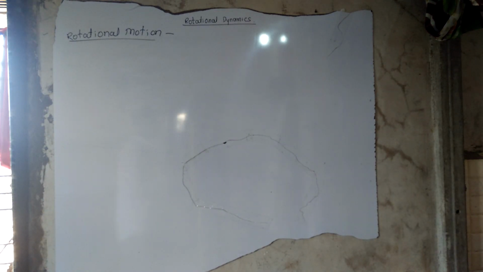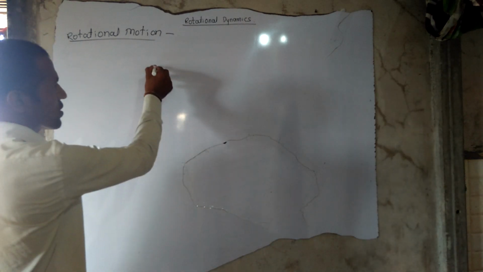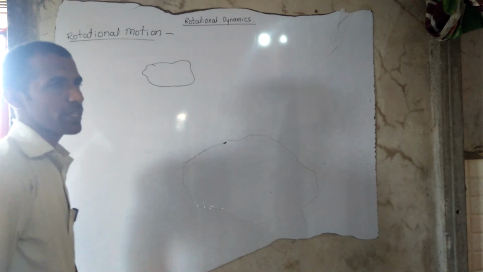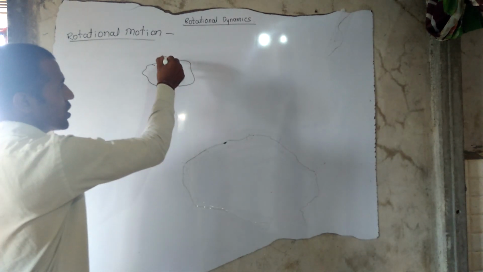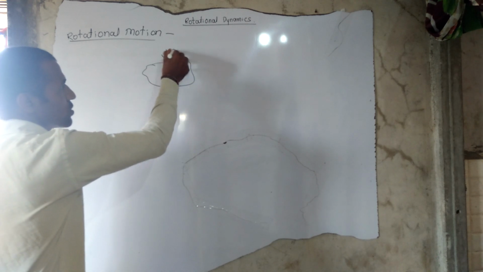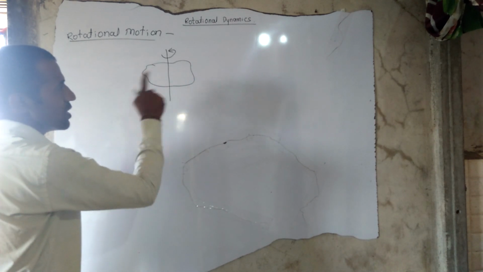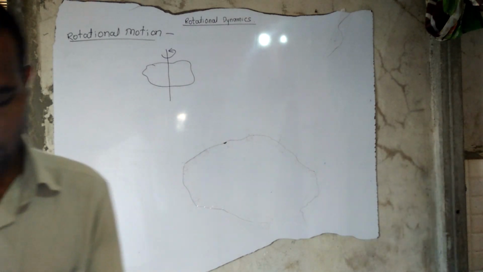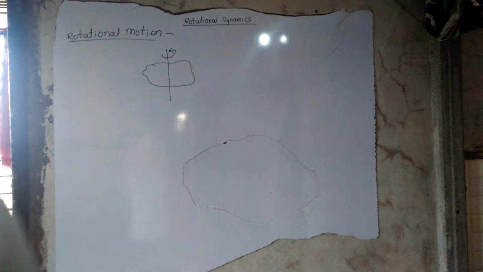So what is rotational motion? Motion of an object about an axis is called rotational motion. Suppose this is any body, any irregularly shaped body. This body is rotating about this vertical axis like this. Then the motion of this body is rotational motion. For example, we can take the Earth rotating about itself. When the Earth rotates about itself, it requires 24 hours to complete one rotation.